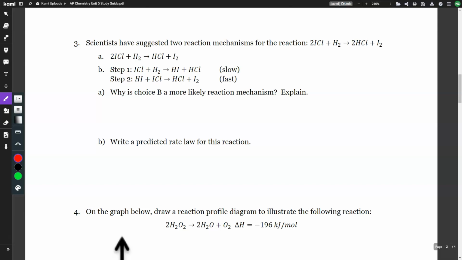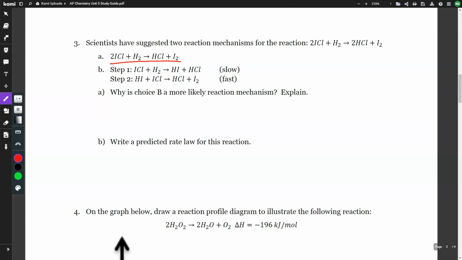All right. Number 3 says scientists have suggested 2 reaction mechanisms for the reaction. Why is choice B a more likely reaction mechanism, and then explain. The 2 mechanisms differ because in the first mechanism, you only have 1 step. In the second mechanism, we have 2 steps, a slow and a fast step. So the answer to this is actually quite simple.